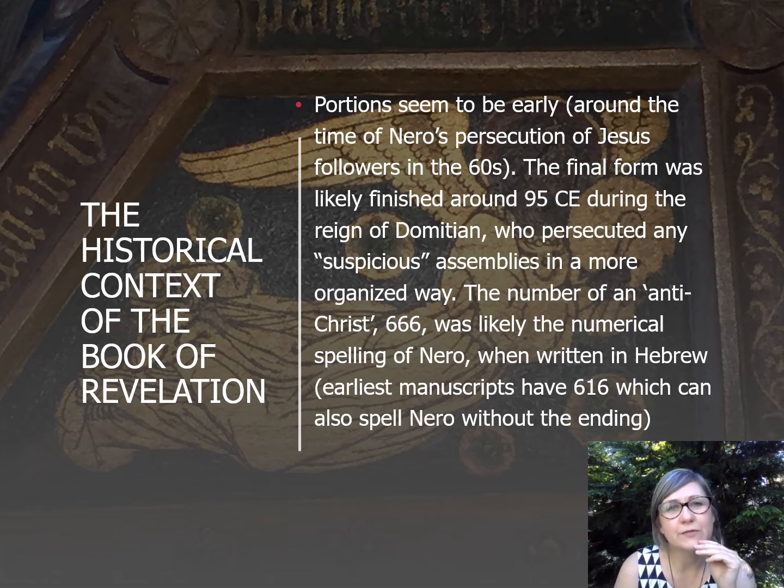Some of the earliest manuscripts of Revelation don't have 666, they have 616, which also actually spells Nero, depending if it's Nero or Neron. So yes, that's a very strong indicator that the book sees probably Nero, but perhaps most Roman emperors, or like all early Roman emperors, as the big enemy.